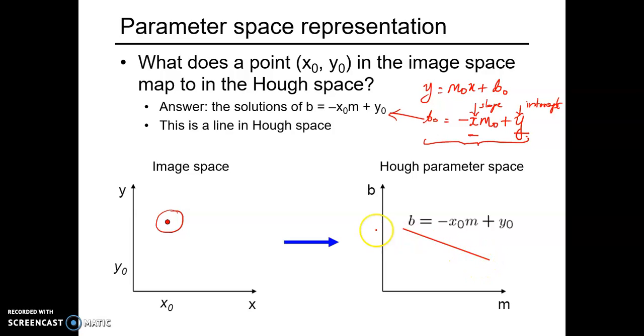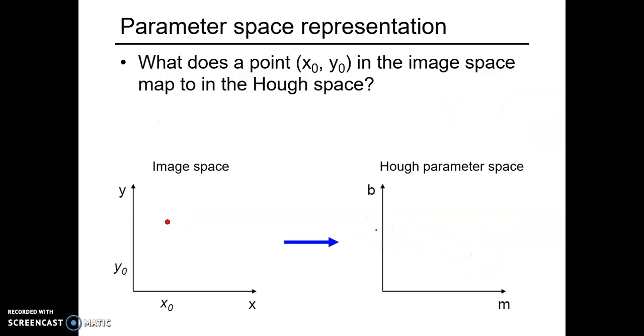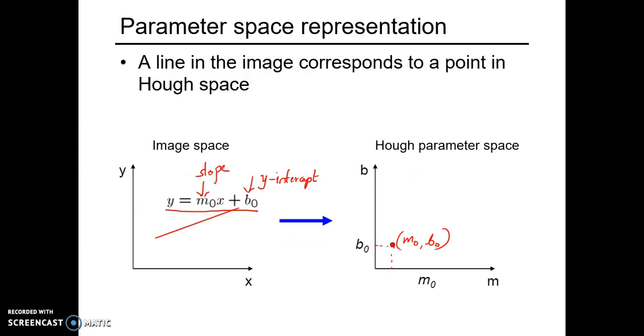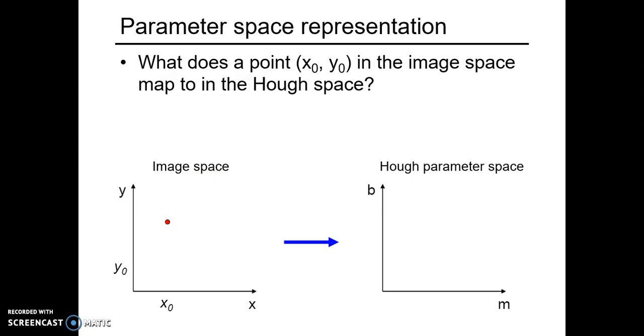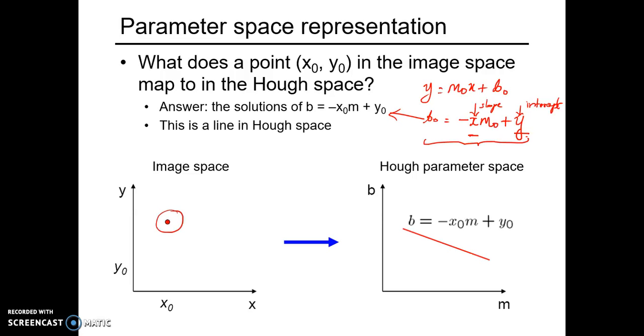In the previous slide we saw that corresponding to a line, we get a point in the parameter space, and corresponding to a point in the image space, we get a line in the parameter space. Okay, so consider a line.